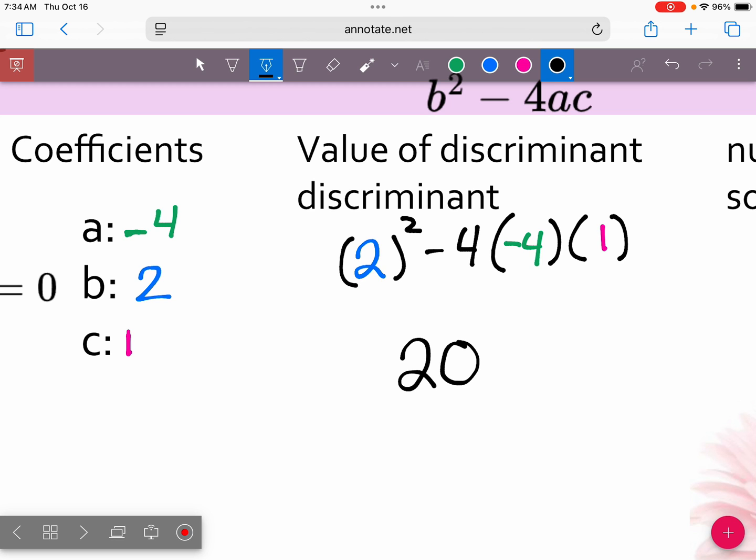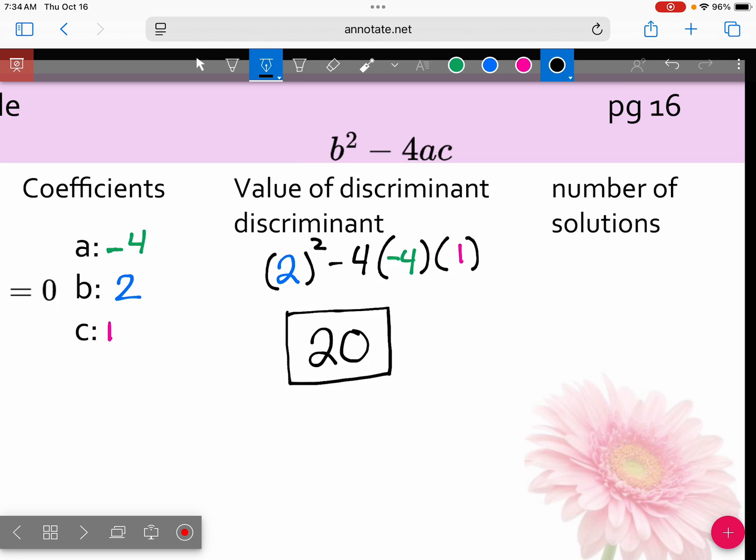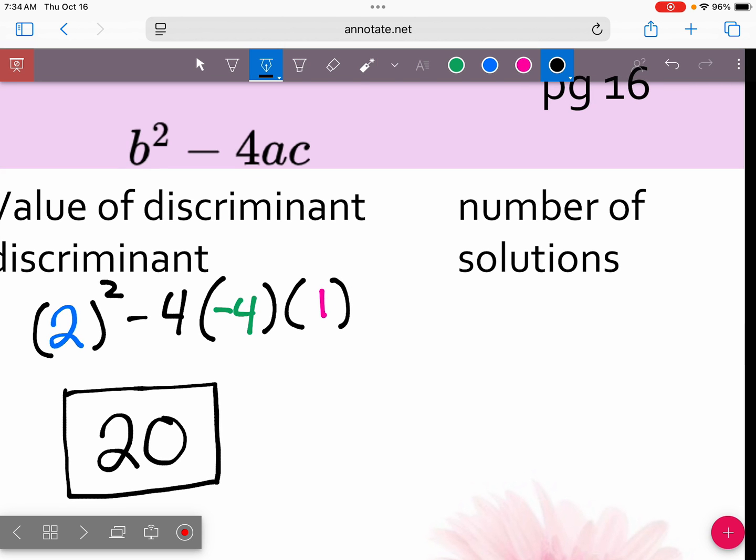So now that we know that the value of our discriminant is 20, what kind of roots are we going to have? Two real roots. That is a positive number. If we have a positive number, that means we have 2 real roots, 2 real solutions. Positive numbers mean we have 2 real roots. Questions on this one?